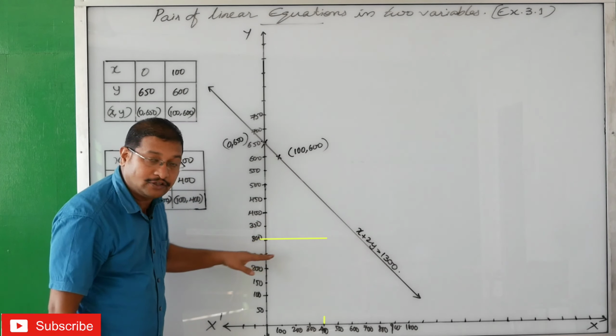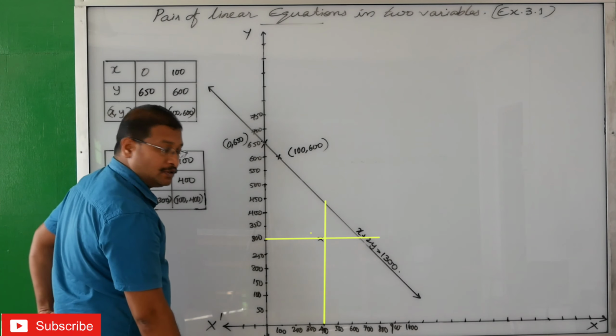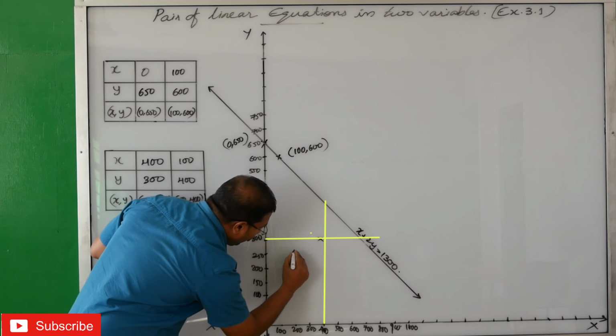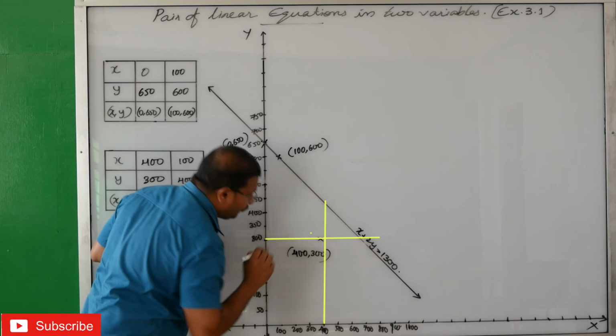Here is one horizontal line. So where these two join, there will be one point. See, where these two join will keep one point. So this is the point (400, 300), isn't it? This is the point (400, 300).